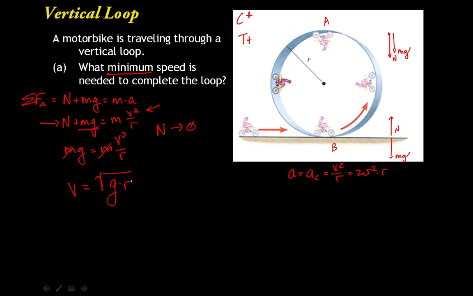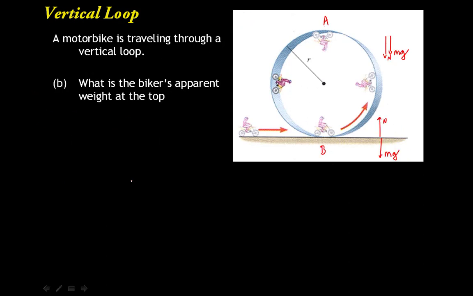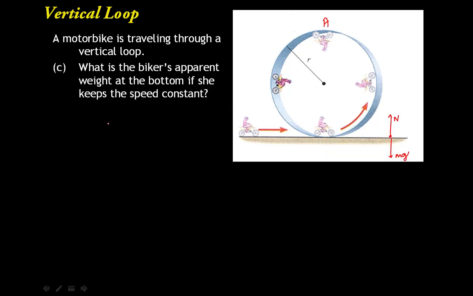Now the next part says, what's the biker's apparent weight at the top? Well, this is kind of a trick question now. Once we did part A, we know the apparent weight, which is the normal force on the biker. We solved for the case when it goes to 0. So if the biker is keeping that speed, their apparent weight is also going to be 0. Part B says, what's the biker's apparent weight at the bottom?